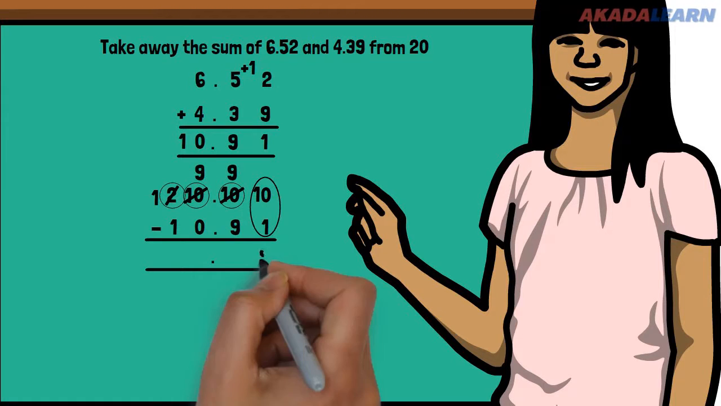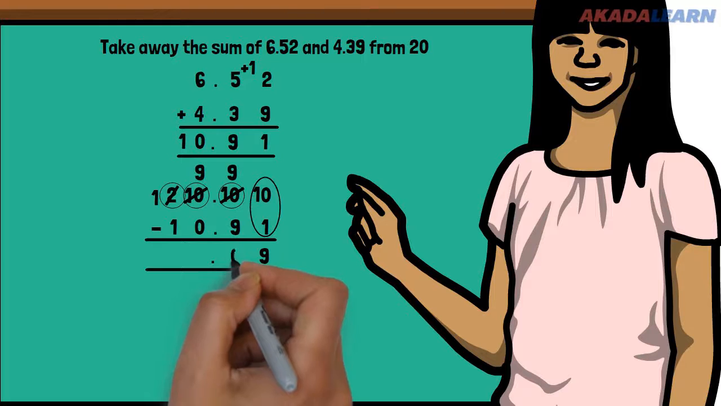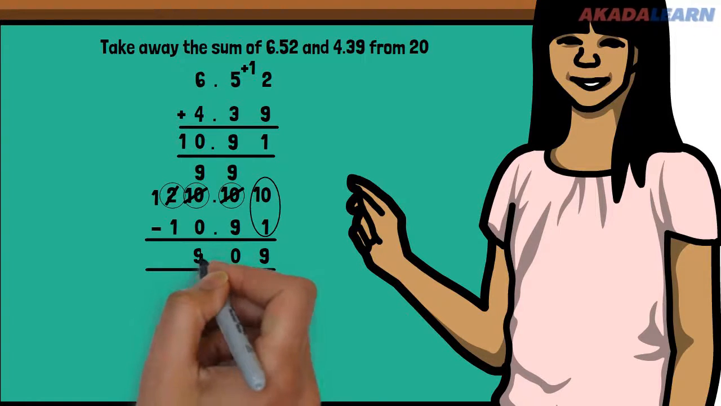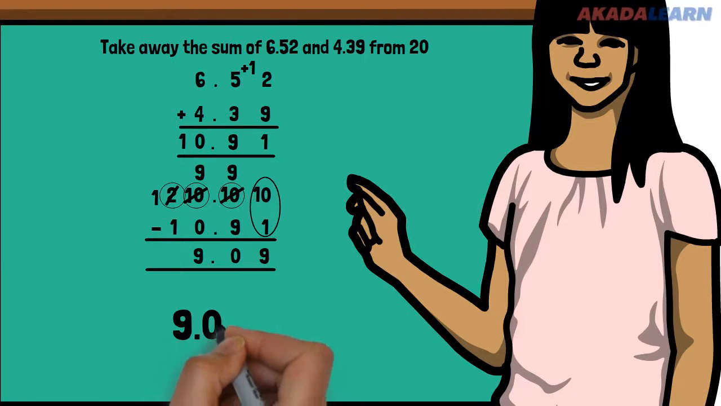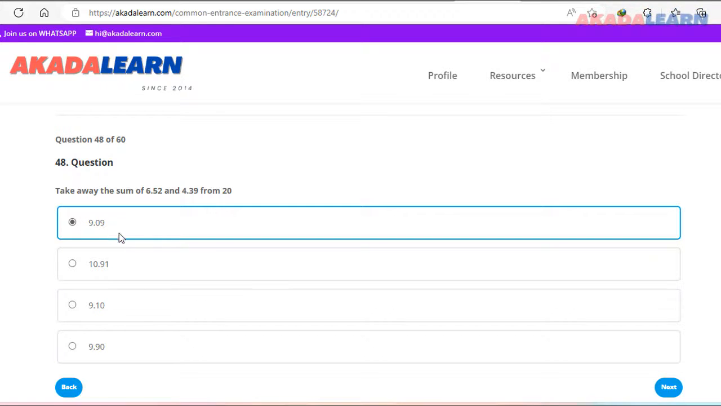So 10 minus 1, that is 9. 9 minus 9, that is 0. Our decimal point is already there. 9 minus 0, that is 9. And 1 minus 1, that is 0. So our final answer is 9.09. And so from there we see that the answer is 9.09.